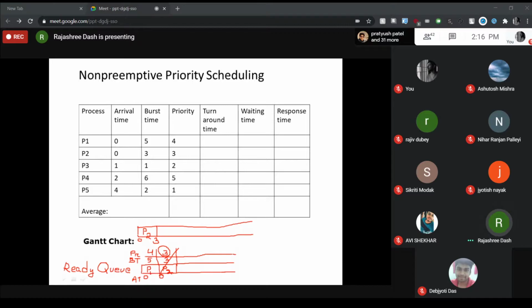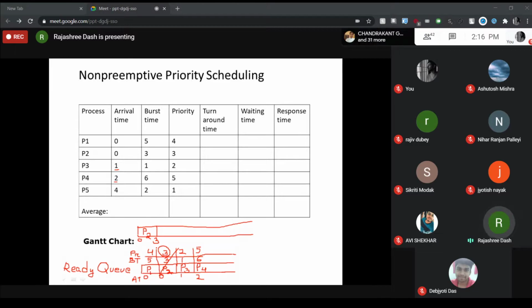Now while P2 is executing, just check at time 1 a new process enters the ready queue, that is P3. The corresponding burst time is 1 and the corresponding priority is 2. Similarly, at time 2, another process enters into the ready queue, that is P4. Its corresponding burst time is 6 and the priority is 5.